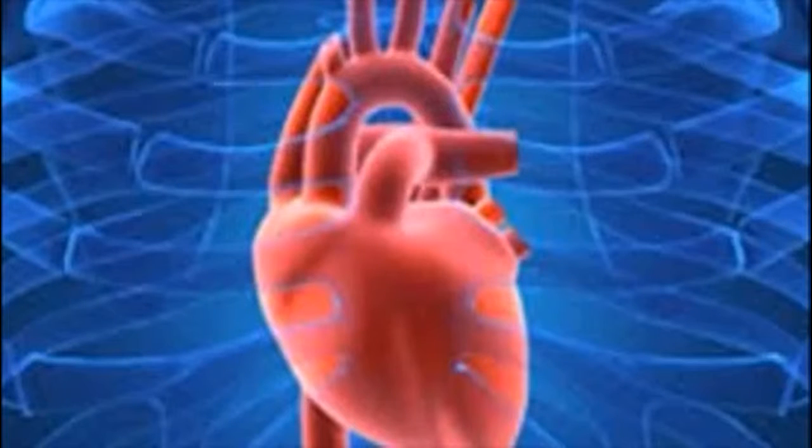Now, the first thing that we need to know very clearly is that the heart is a hollow muscular organ, and it is divided into 4 cavities, 2 atria and 2 ventricles.